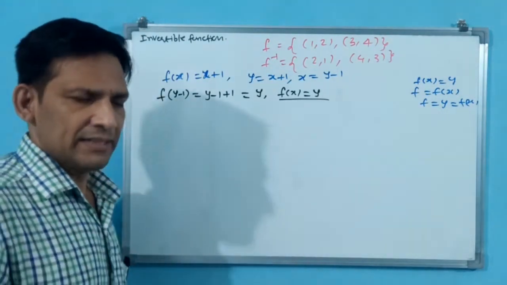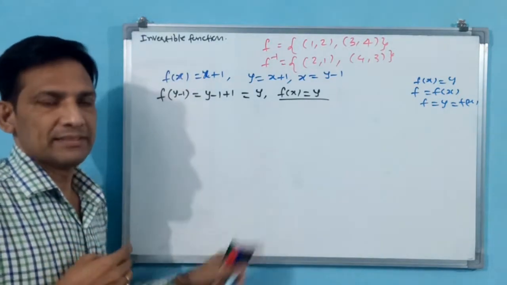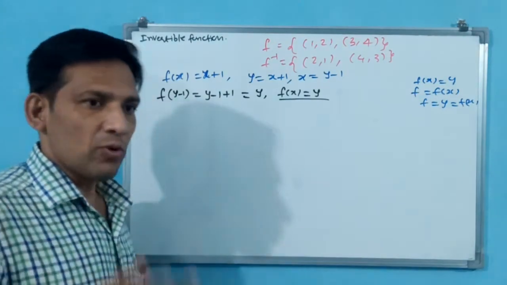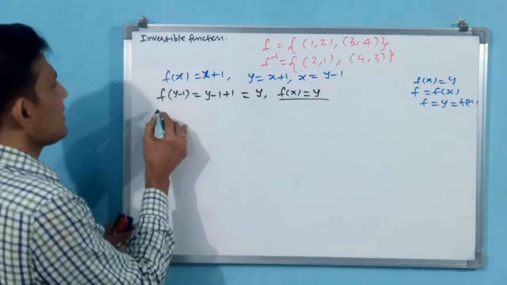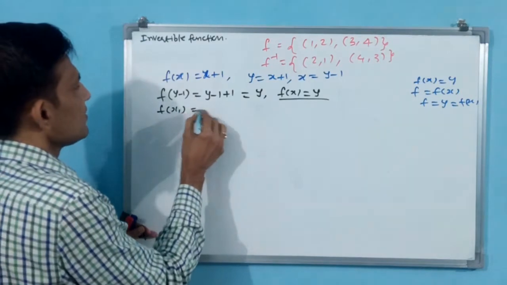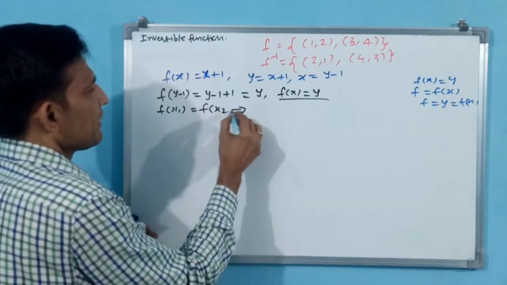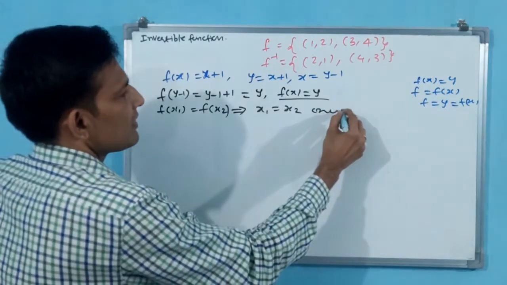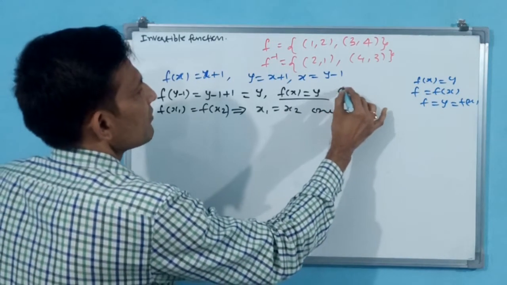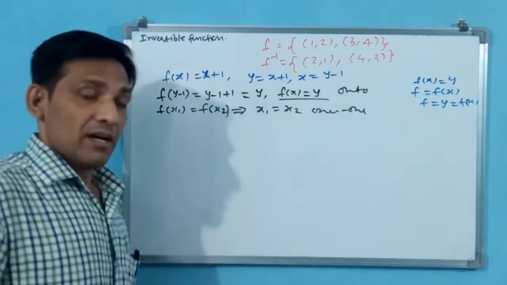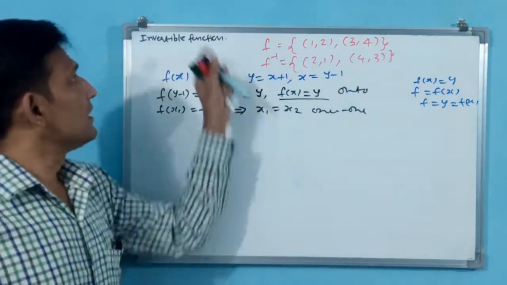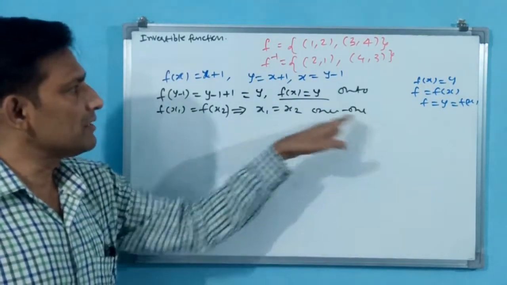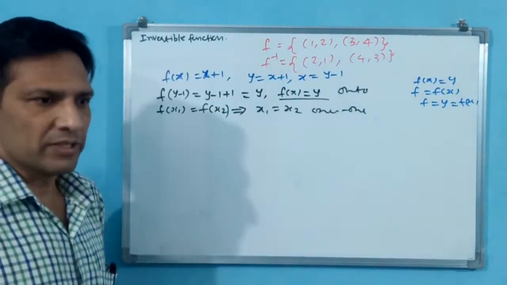Earlier we were telling onto. For onto I think we have done this for concepts. See, one-one and onto both are there. For one-one we were doing it like this: f of x1 is equal to f of x2 implies x1 is equal to x2. This we were doing for one-one, and this we were doing for onto. But let us see our invertible function. For an invertible function both one-one and onto should be there.